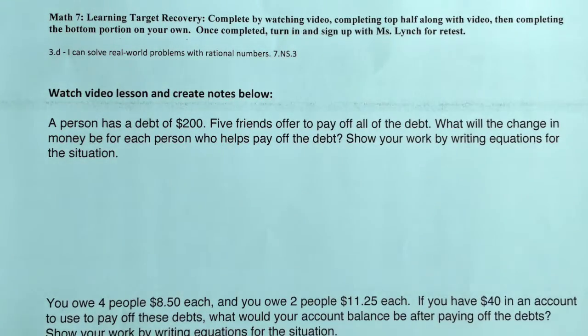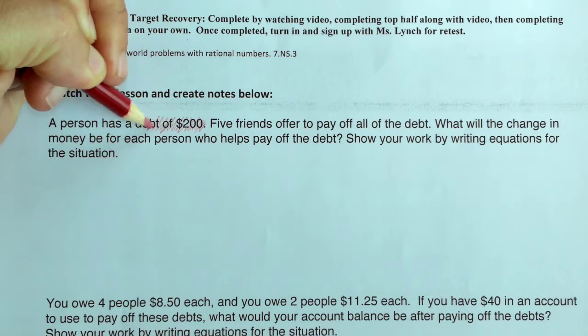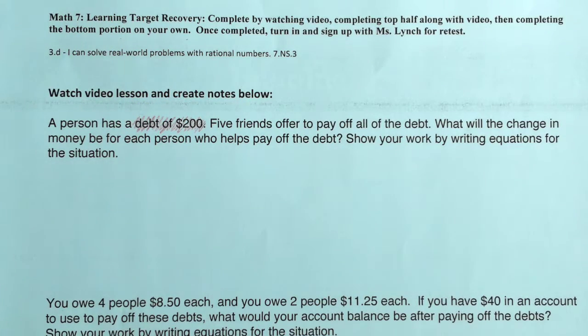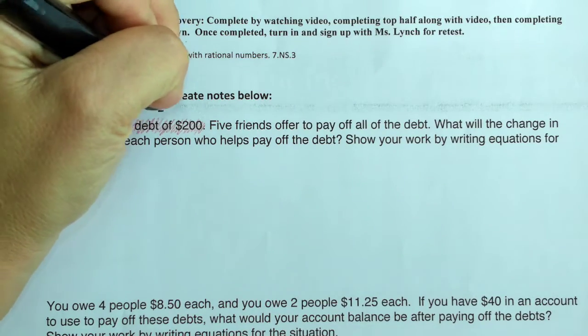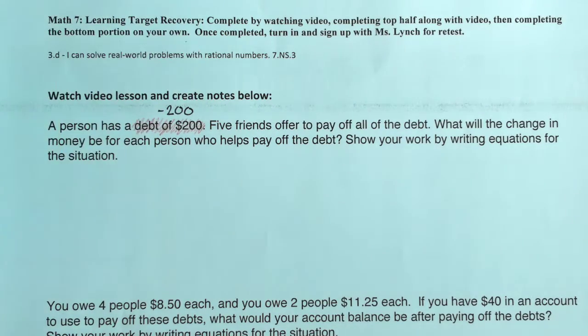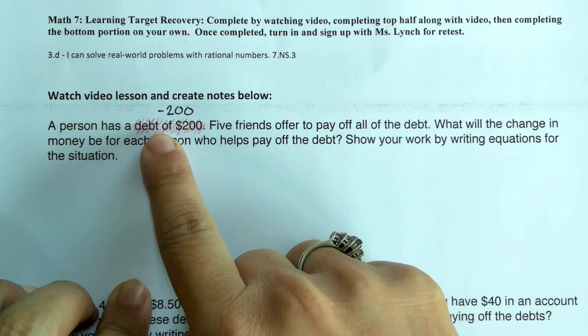Okay? I'm going to read through this. A person has a debt of $200. I'm going to highlight that red, because a debt is something that you don't have, right? You owe somebody $200. You don't have the $200. And I'm going to represent that by saying that is negative 200. They really have negative 200 because they owe somebody.